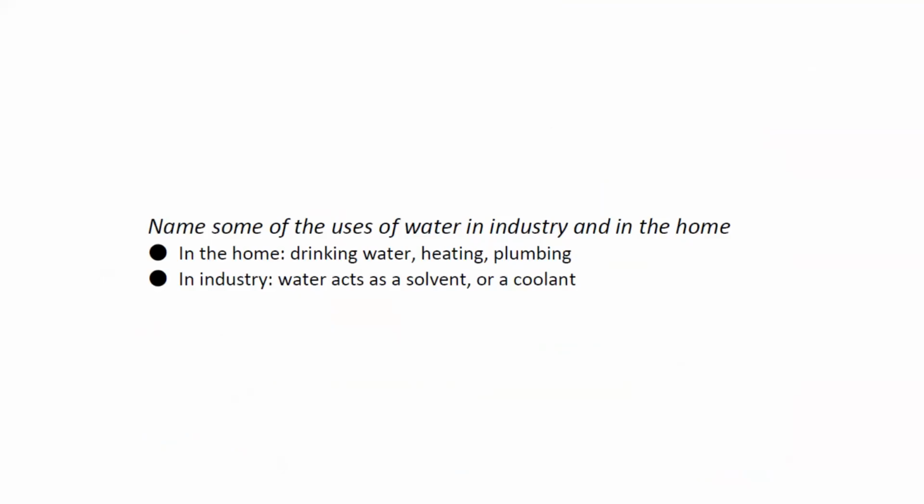Then, name some uses of water in industry and in the home. We use water for drinking, heating, plumbing, washing, and in industry, water is used as a solvent or as a coolant. Solvent means that in many industries, water can be used to dissolve different substances. Coolant means removing heat energy from the system. Water, because it has a higher specific heat capacity, can absorb a greater amount of heat energy before boiling, so we can use it as a coolant. For example, in a car radiator we add water. There are other coolants as well, but we can also use water as a coolant. In the car radiator, when the engine heats up, water can absorb that heat energy and release it to the surroundings.